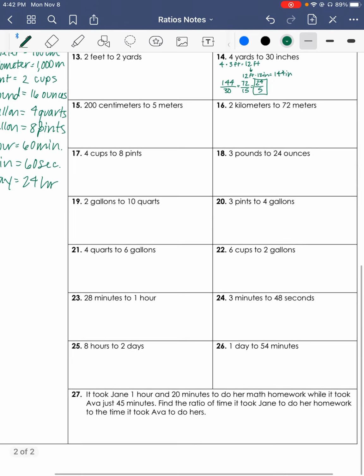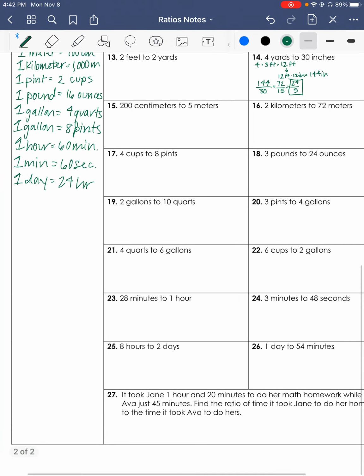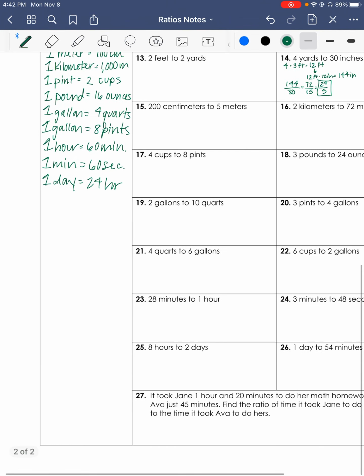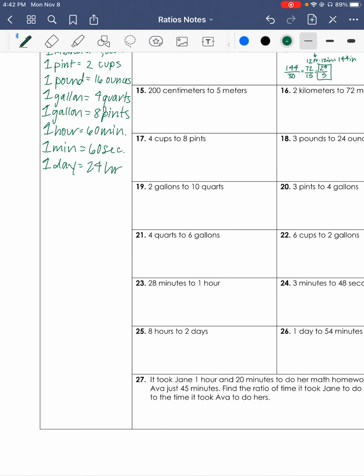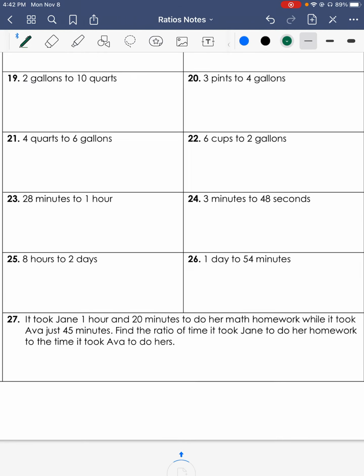So the rest of these, I mean, are pretty straightforward. As long as you have this list over here, again, you'll be able to get to them. So first take the bigger measurement, convert it to the smaller measurement, and then write your ratio when you have the same measurement on top and bottom, and then simplify that fraction. Okay, let's just look at this last one here in 27 together.